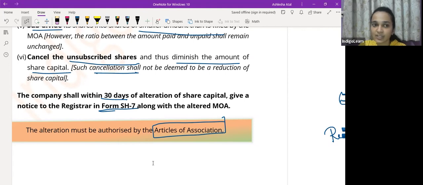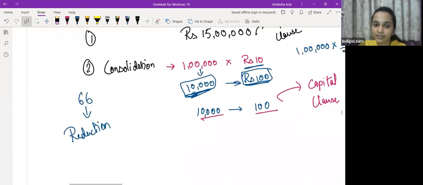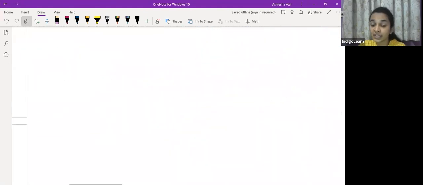Did you understand section 61? Have you all understood all the different ways in which the share capital of the company is altered? Any doubt in any of the points?